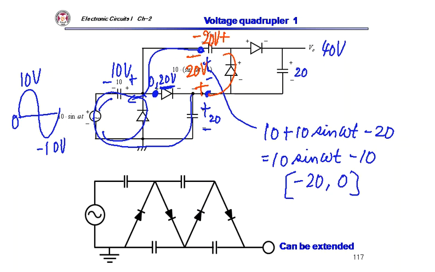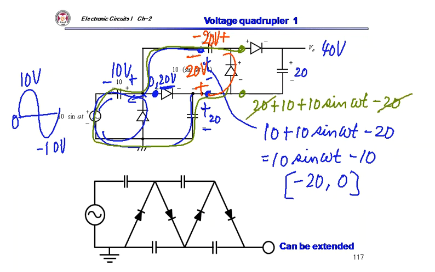How about that last part? The last part, I have to calculate the voltage drop between two nodes. So I go around, this is plus 20, plus 10, 10 sine omega t, and minus 20, right? So this is only 10 and 10, this is 0 to 20, right? So this voltage swings between 0 and 20. When it becomes 20, it will charge this capacitor to 20, right? So it's a 40 here. Okay.